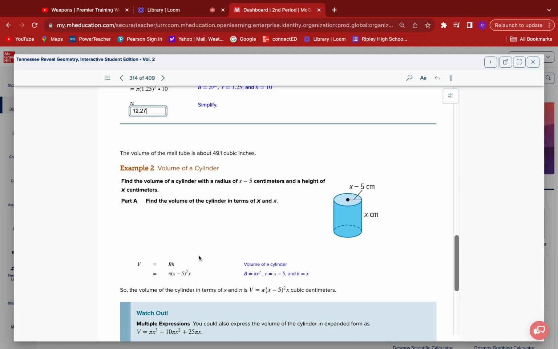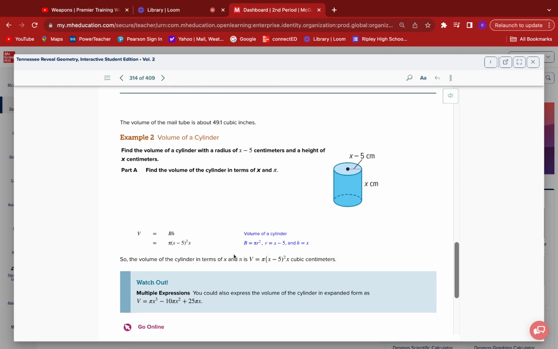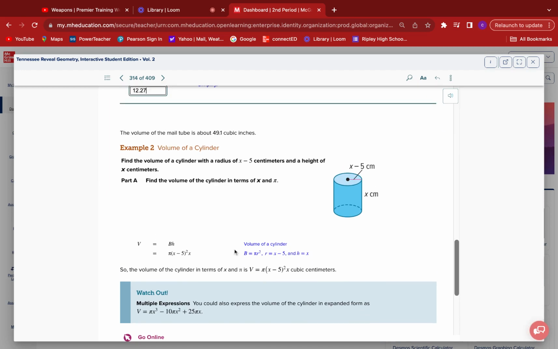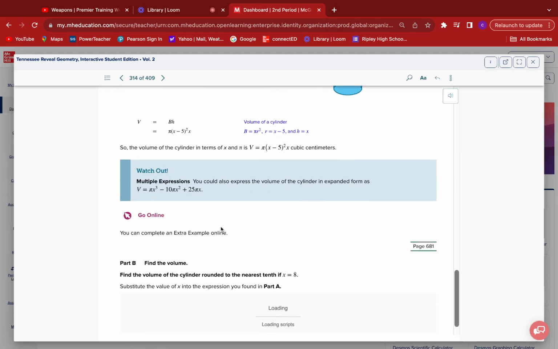All right, so we see we got pi r squared. So we need to square the x minus 5, and that's why there's a power of 2 right there. And then the x is the height of the cylinder. Okay. Oh, they didn't do it. Okay. They just left it like that. Okay, so basically they did example number 2 for us. Okay, well, my work here is done.